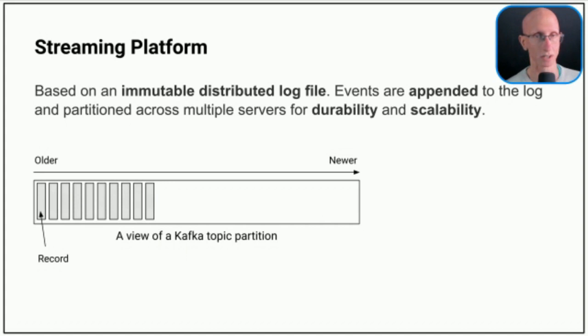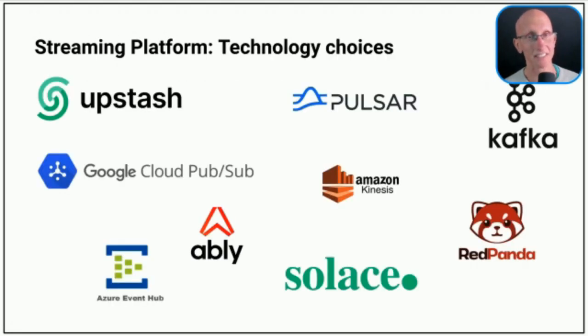in a Kafka topic. So we've got lots of records. They're going from older to newer. In theory, we have an infinite log, but in practice, we're probably truncating that at some period in time. And the technology choices in this area, there are lots of them, right? Kafka's probably the most well known. We've got Redpanda, we've got Ably, we've got Google Pub/Sub. Pulsar is a newer one. There's lots of different tools that you can choose from that are being used to store these events.